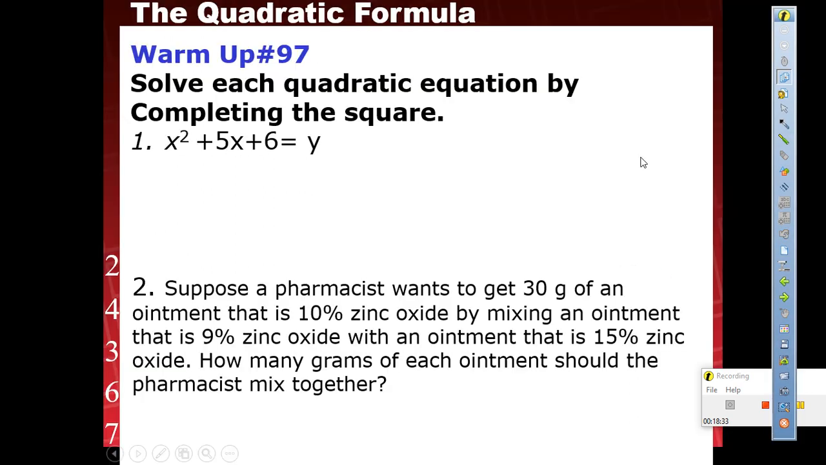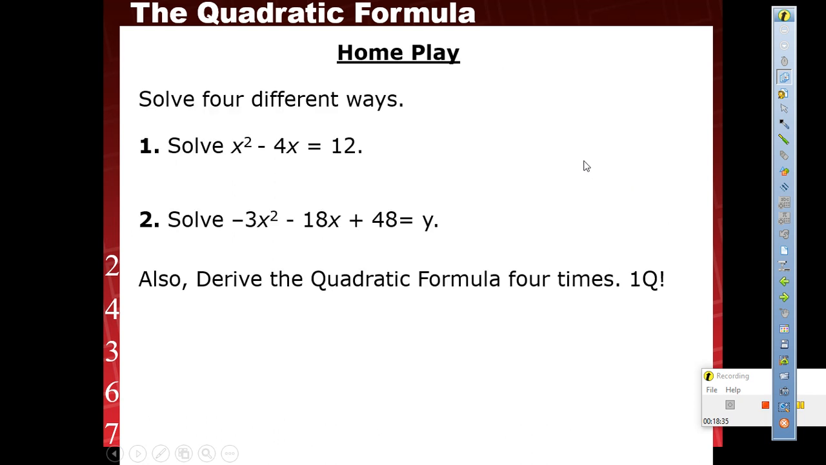And your homework for tonight, check this out, is very similar to what you did last night. You're going to do 4 different ways, not these. Pick your own. You already have plenty of examples in your notes, yes? Just pick 2 quadratic equations. Doesn't matter which. Can we just copy them? Just copy the equation and you solve it 4 different ways. And then you're going to derive the quadratic formula 4 times again so you can study.